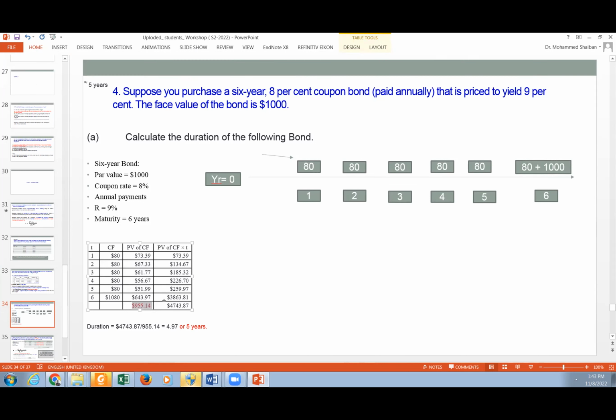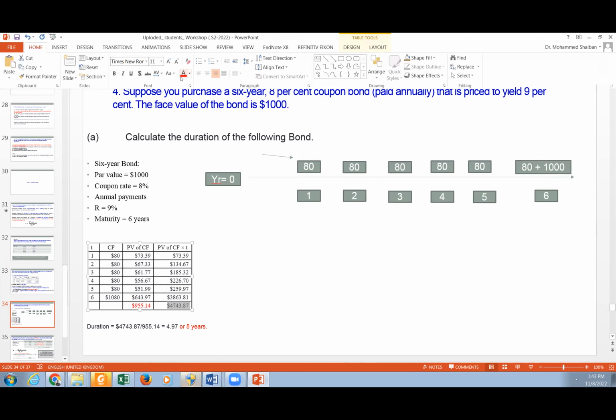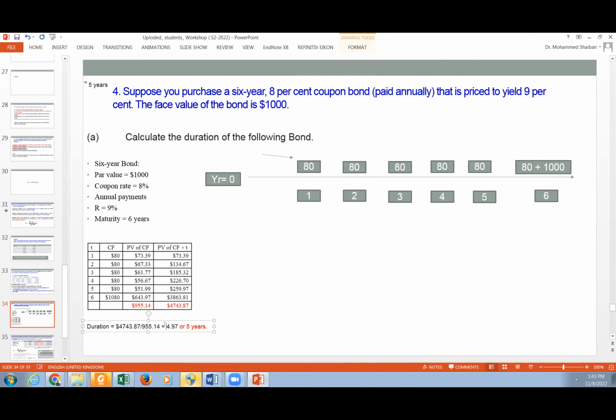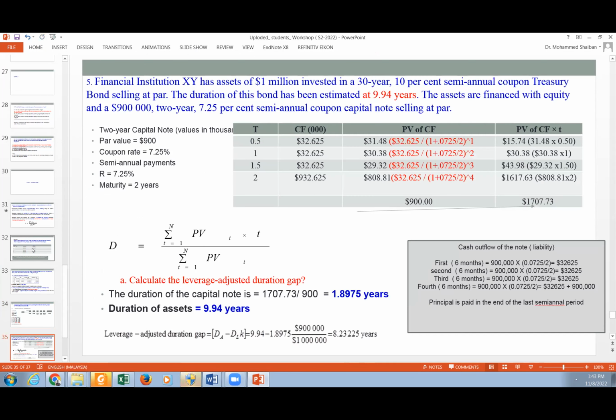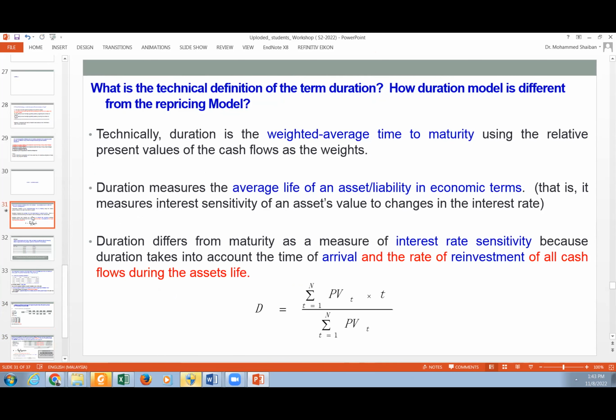And then you have to calculate the present value plus the time here, and then divide them, and you will find this to be 4.97 years, or almost 5 years, instead of 6 years. So this is how we do it. Now, if you get that one, this is the most important thing for me in this workshop: the duration model and the difference between the duration model and the repricing model.